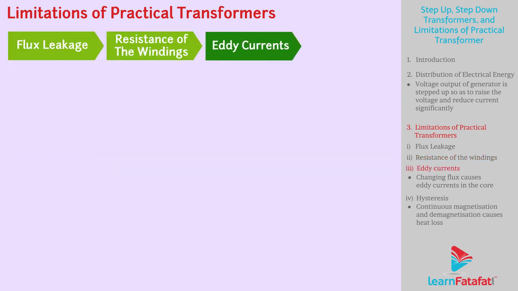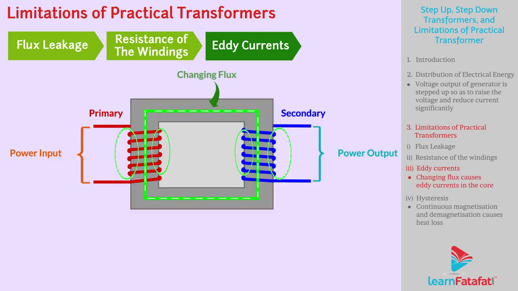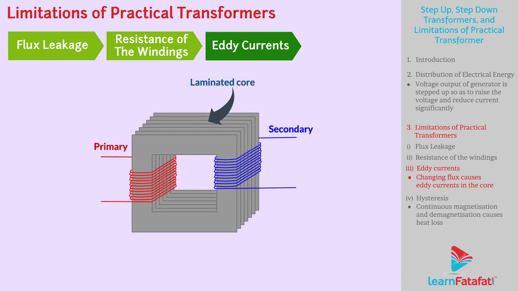Eddy currents. The changing flux causes eddy currents in the core of the transformer, due to which a part of energy is lost as heat produced in the core. If instead of a solid core we use a laminated core, then the losses due to eddy currents can be minimized.